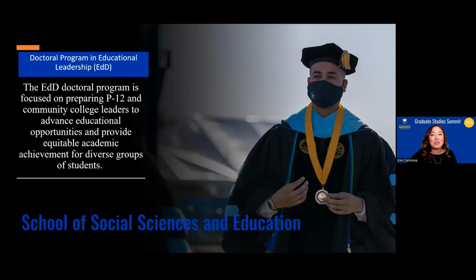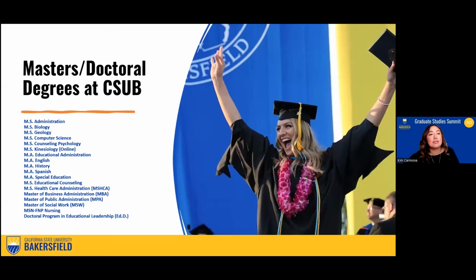Next, under our School of Social Sciences and Education, we do offer 1 doctorate program at CSUB. Hopefully, we'll be able to add more in the near future, but the program that we offer now is our doctoral program in educational leadership. This EdD doctoral program is focused on preparing P through 12 and community college leaders to advance educational opportunities and provide equitable academic achievement for diverse groups of students. And there you can see a list of master's and doctoral degrees at CSUB. Our credentials program, teacher education, is not listed on here, but aside from that, you will see a complete list of the master's and doctoral degrees offered at CSUB.